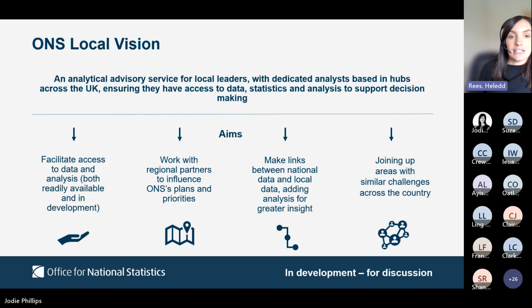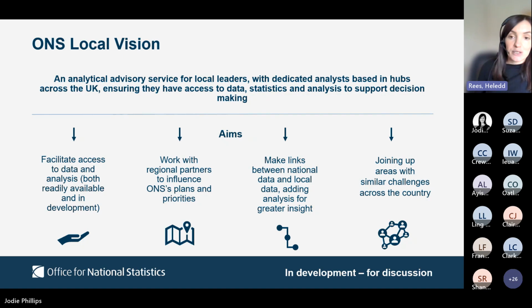The third then is about making those links between what we've got as national and local data. There's definitely more we can do to improve access to that national data that we've talked about, but there's also definitely scope to bring local data back into ONS and use that to complement and improve our data offer. And then lastly is about the opportunity to support local and national networks.